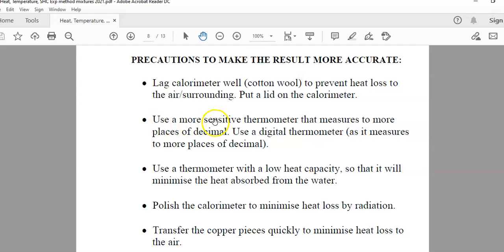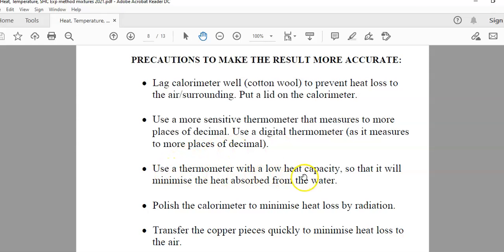You can use a more sensitive thermometer. And what does that mean? Well, it measures to more places of decimal. Better still, you can use a digital thermometer that normally measures to 1 or 2 places of decimal. You notice I like to give the precaution, like use a more sensitive thermometer, and also in the same sentence give the reason, to measure to more places of decimal. That makes your statement a lot more powerful, and it can answer a question that you might not have seen in the actual exam.